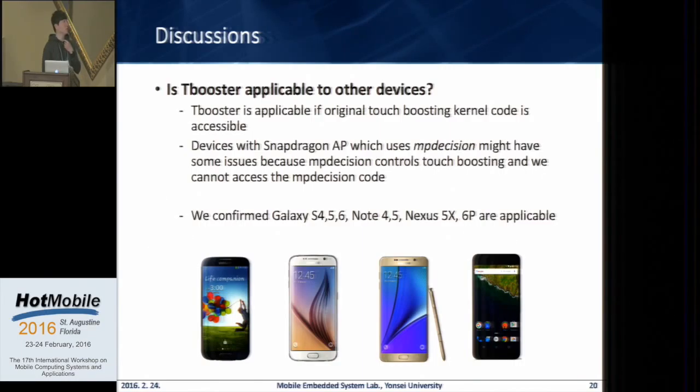So we further discussed the scalability of Tbooster. Basically, Tbooster is applicable if the device's original touch boosting code is accessible. So devices with a Snapdragon application processor, which uses the MP Decision daemon, might have some issues with Tbooster because MP Decision controls the touch boosting, and we cannot access that code. Finally, we confirm that Tbooster is applicable to many devices like Galaxy S4, 5, 6, and Note 4, 5, and Nexus 5X and 6P.